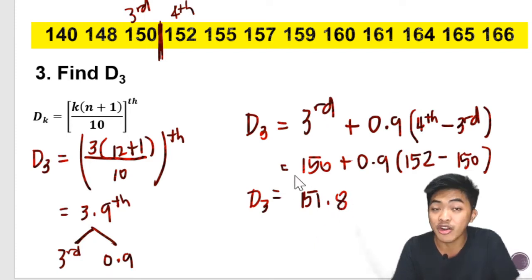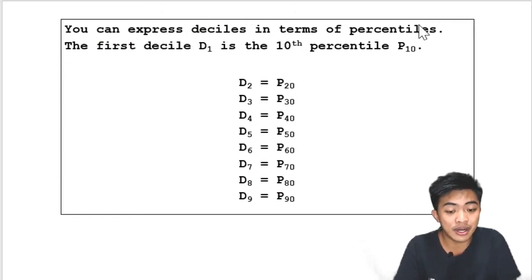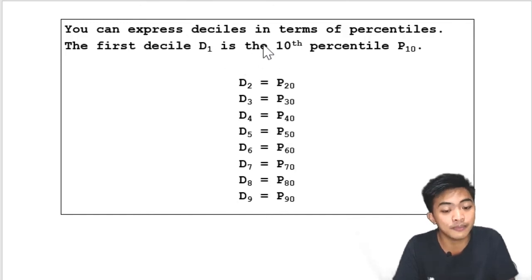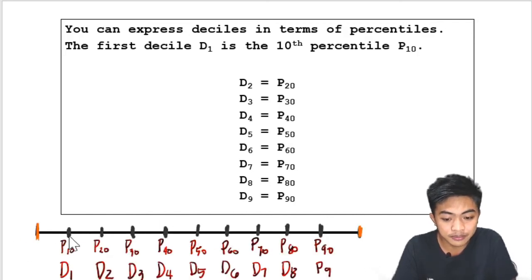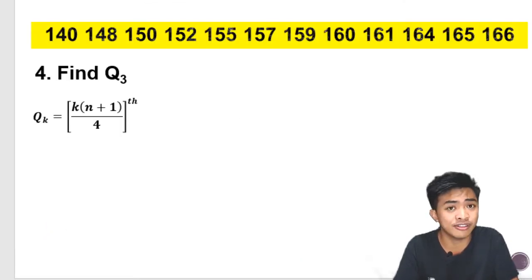151.8. 151.8 is the 3.9th number in the data set. Okay? So actually, we can express deciles in terms of percentiles. The first decile, D sub 1, is actually equivalent to the 10th percentile, P sub 10. So, for example, ito ang ating data set, no? Ang P sub 10, that is actually equal to D sub 1. Okay? And so on.